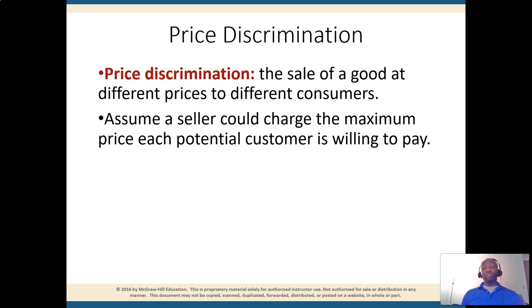Now, if you are a smart consumer, you will do your research before going to buy. But if the seller could charge you the maximum price each potential customer is willing to pay, they will do that. Because if I know that you're willing to pay $20 and the good costs 10, I'm gonna charge you $20 because that's what you're willing to pay. But you're not gonna reveal this as a buyer, you're trying to hide it.